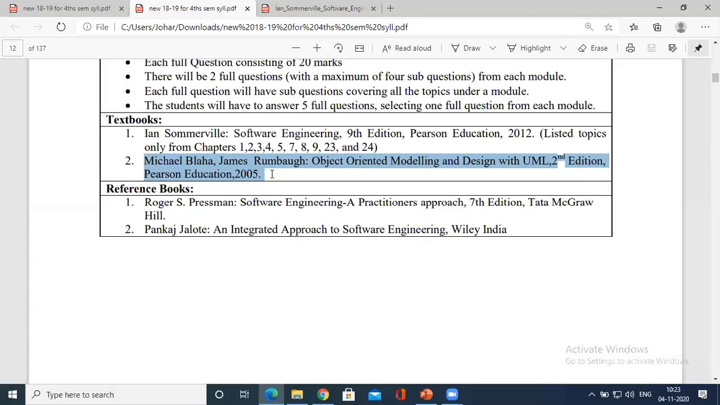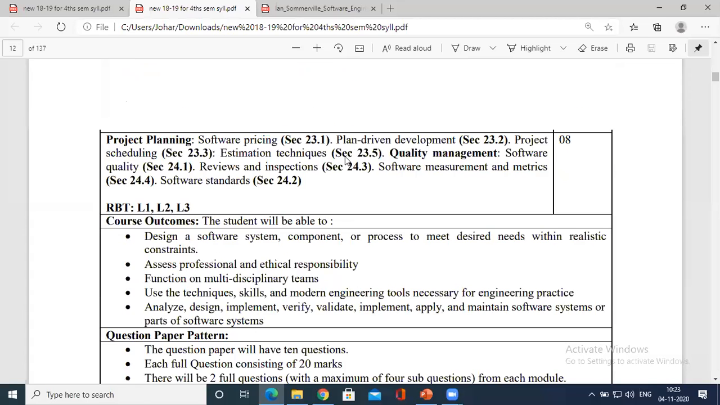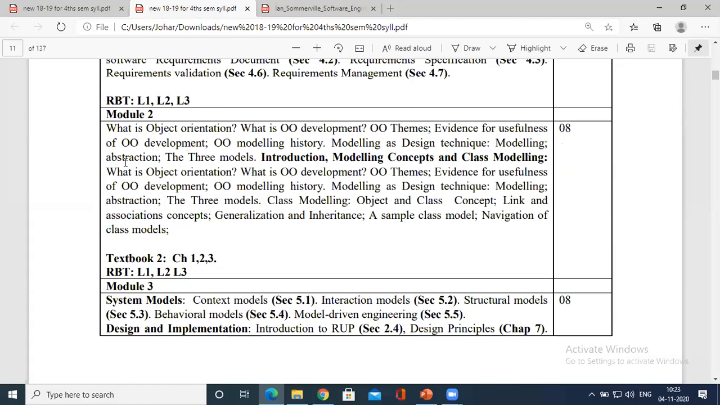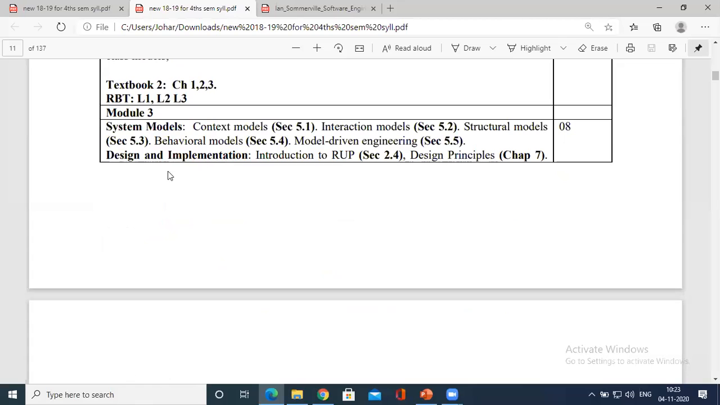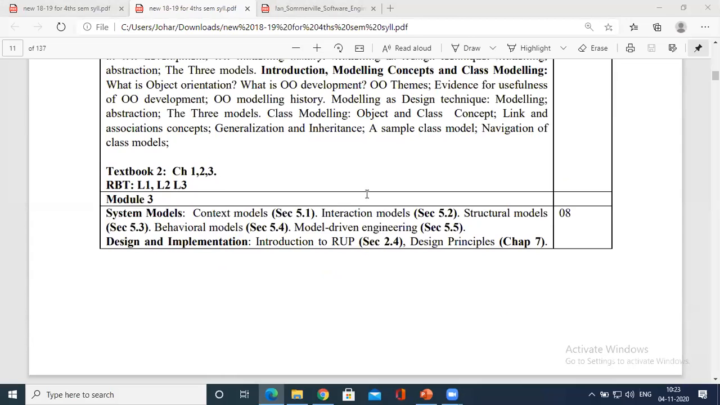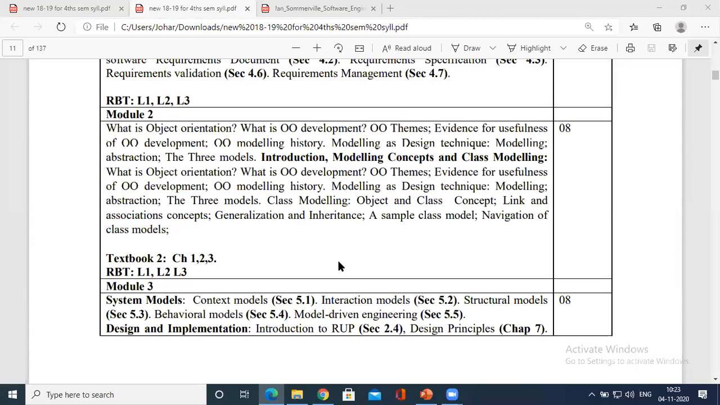But for the sake of interaction diagram and the state diagram, we need to refer to the concepts of software engineering from module 3. So that is called system model and design and implementation. So there is a much closer relationship between module 2 and module 3, but the presentation of module 2 and module 3 is quite different when you see the book. Fine. But for our sake, we need to refer to Sommerville only for this system model, this context model, interaction models, and for this we have to specifically refer to Rumbaugh only.